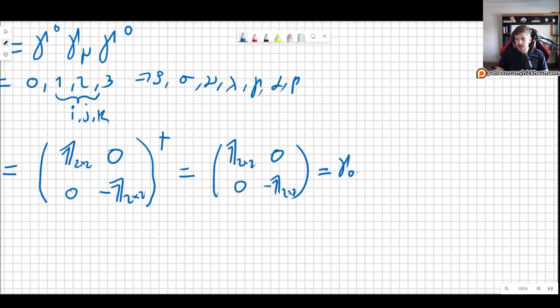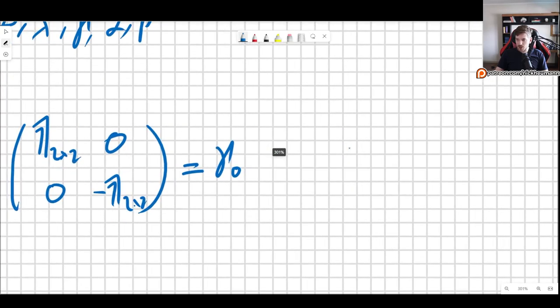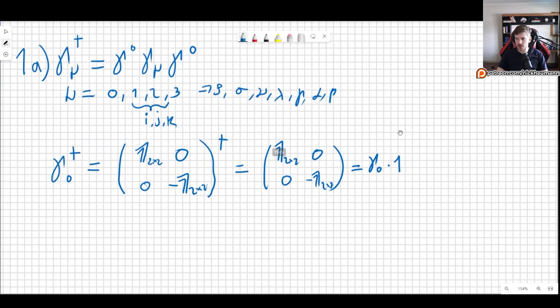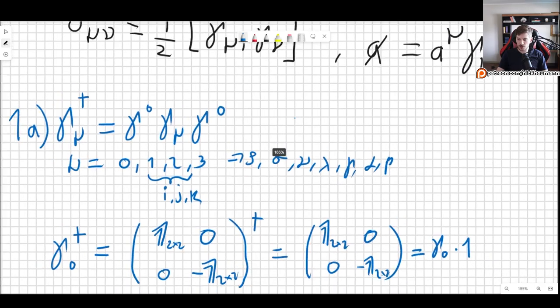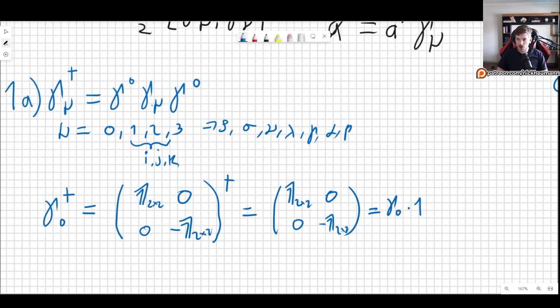And now we can manipulate this a little bit more, and we will multiply by one, okay? Very important trick. We multiply by one. And why do we do it? Because we want to arrive at this expression, right? So for the case gamma zero, what we want is that we get the end result. So let's do it here. Gamma zero, gamma zero, gamma zero. That is what we should get, right? That is what we are trying to prove.